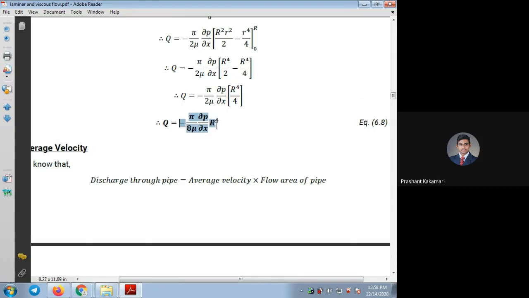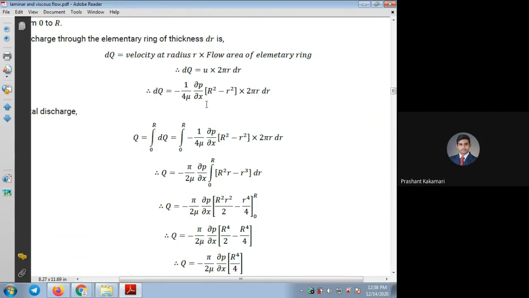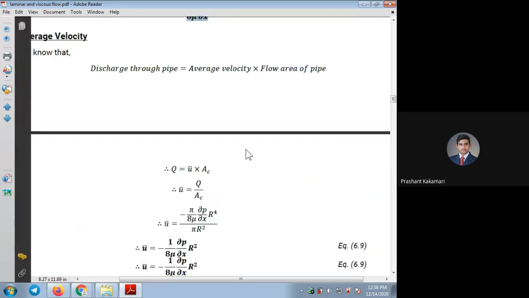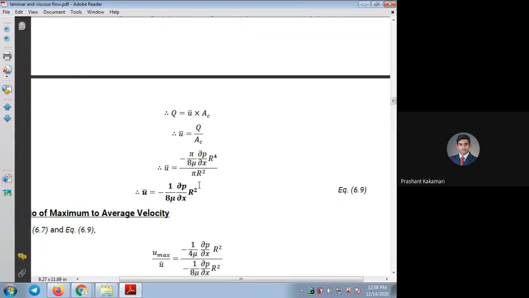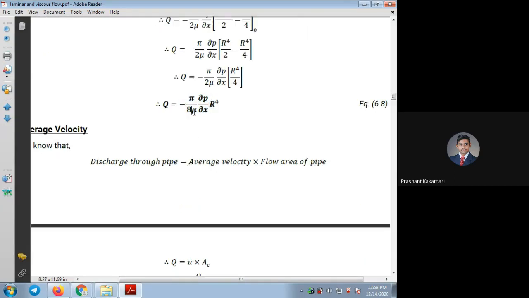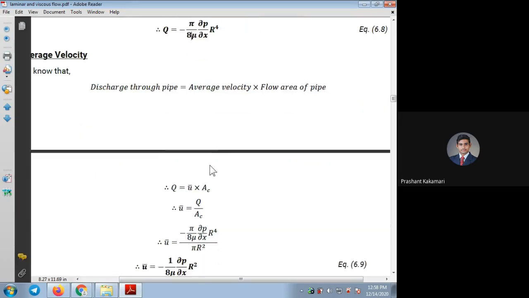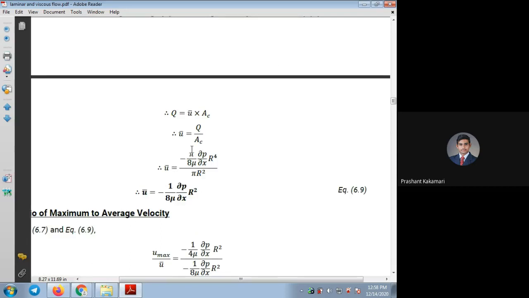already you have derived. No need to go by using the change in radius terms for the not integrated form. That also you can take, and again you can integrate and find out. That's also possible. But here, directly the Q equation is available. So they have taken Q as minus pi by 8 mu dou P by dou x into R raised to 4, divided by the area of the cross section. So that they have taken.